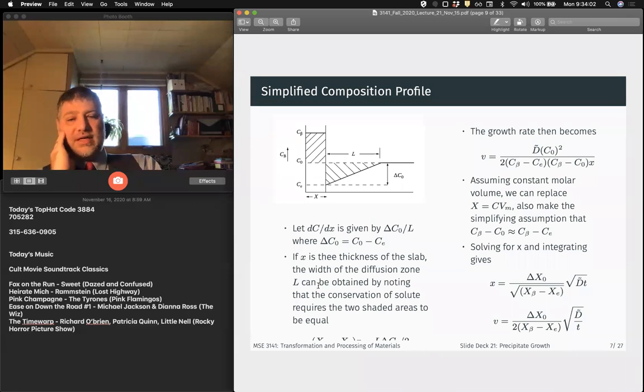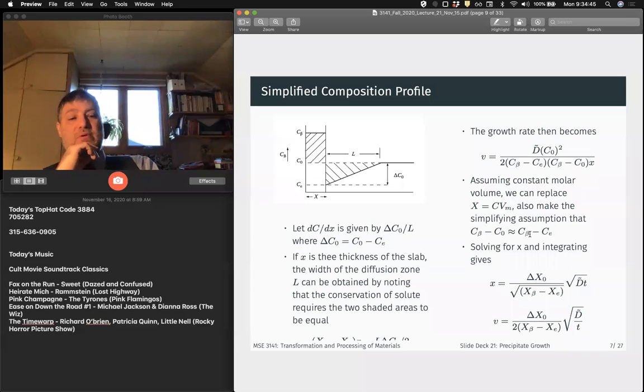Oh shoot, this got cut off somehow. I changed fonts and I didn't realize it got cut off. Okay, so anyway, what's missing is, as this advances, we have mass conservation. So the area of this triangle has to be equal to the area of this rectangle.